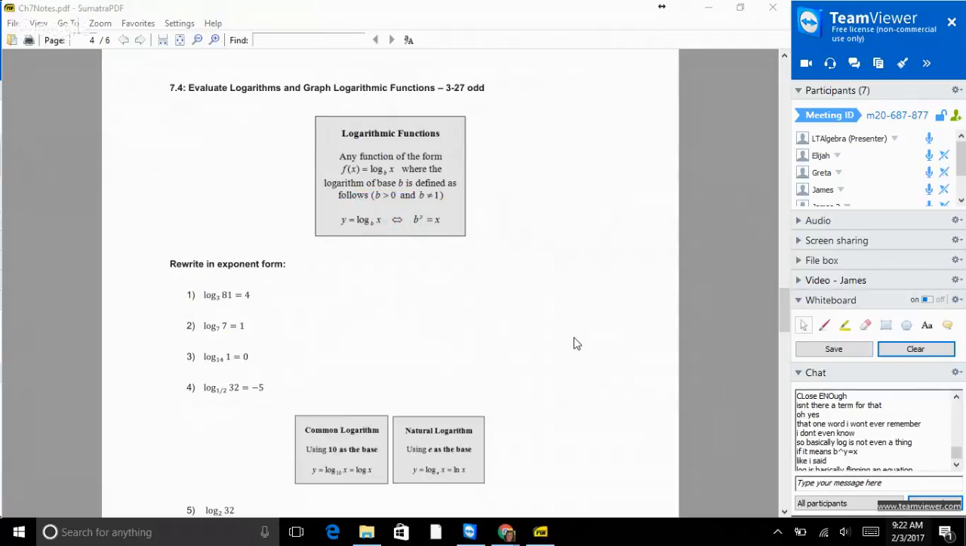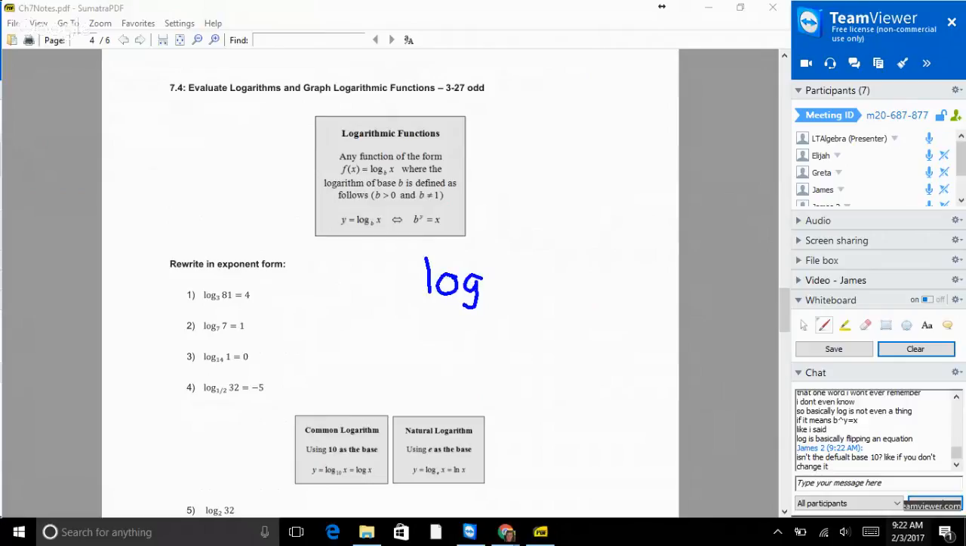Okay, so if I have, for example, the log base 4 of 16, and I wanted you to evaluate that.